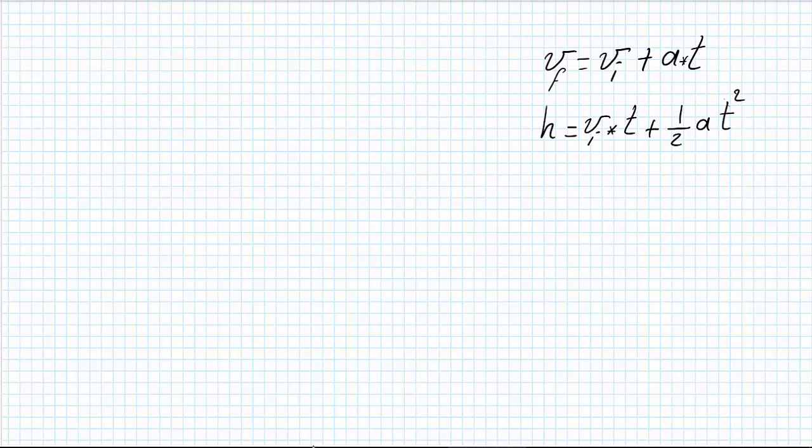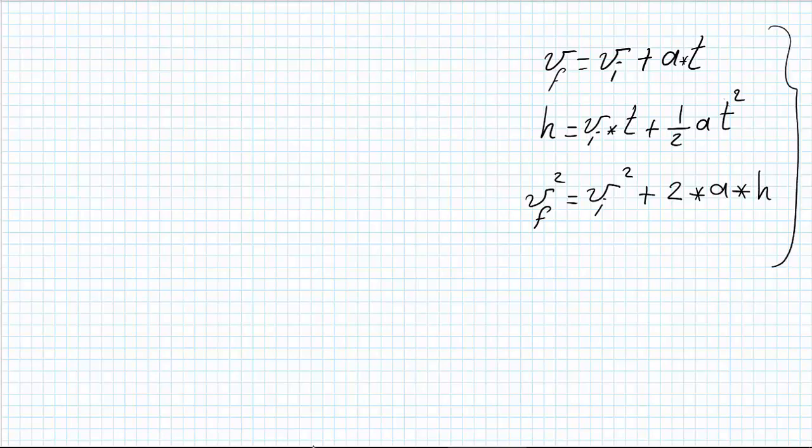The third one is v final square equals v initial square plus 2 times the acceleration a times the distance of movement, which I call here h. So these are the 3 equations that I need for motion.